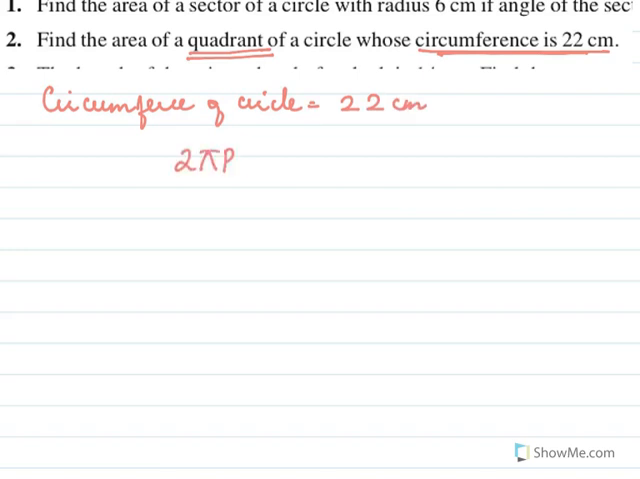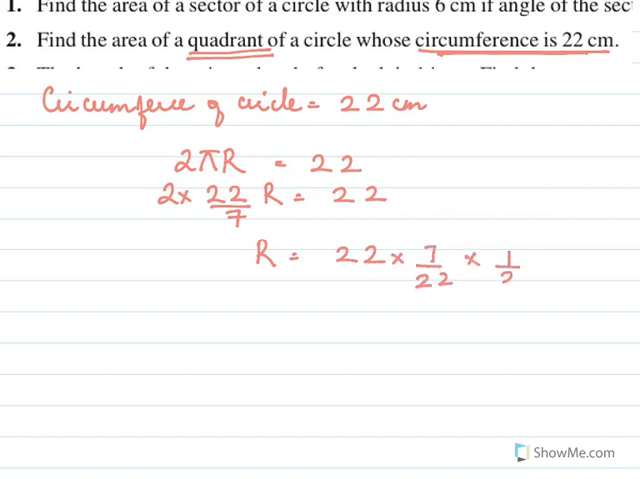Find the area of a quadrant. Remember, a quadrant is a quarter of a circle whose circumference is 22. So in this they have given you the circumference of the circle equal to 22 centimeter. Now circumference is 2 pi r equal to 22. We'll put the values. 2 pi is 22 over 7. The r we don't know, and this is 22. Now we can find the r. So r equals 22 times 7 over 22 into 1 over 2. So the radius in this case now becomes 7 by 2 centimeter.